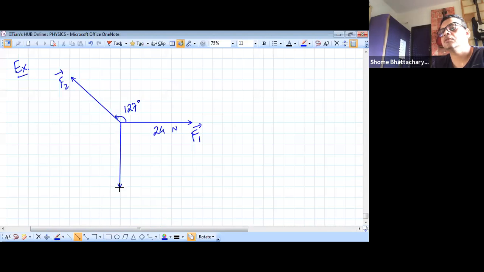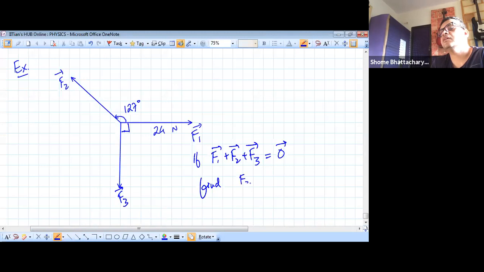like this, at 90 degrees. This one, F3. So if F1 plus F2 plus F3 is 0, okay, then find F2 and F3. Okay, so just try this out with me.